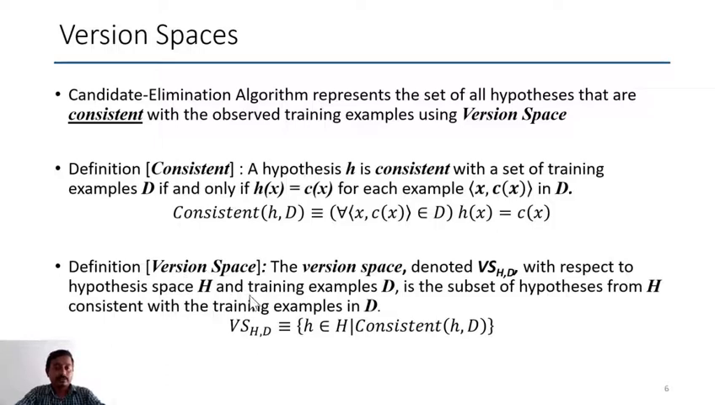It is represented by VS. It is a set of hypotheses from the hypothesis space which are consistent with the training example set, that is D. It is a very simple definition. So it is a set of hypotheses which are consistent with the training set.